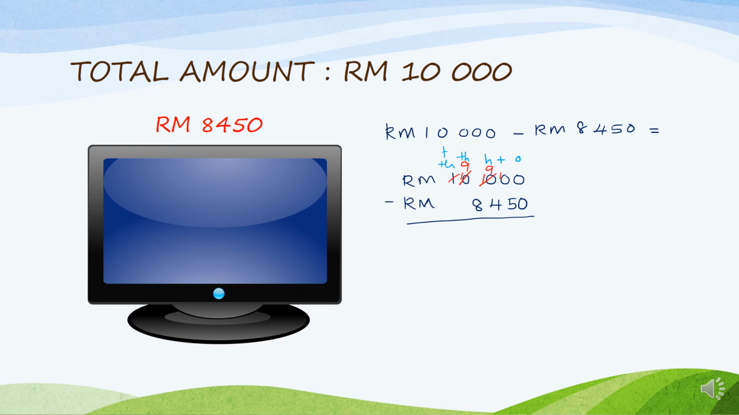So now you can do this question. 0 minus 0, 0. 10 minus 5, 5. 9 minus 4, 5. 9 minus 8, 1. Is there any number after you borrow in the 10,000 place value? No, there is only 0. So the answer will become 1550 ringgit. So your final answer is RM 1550 ringgit.